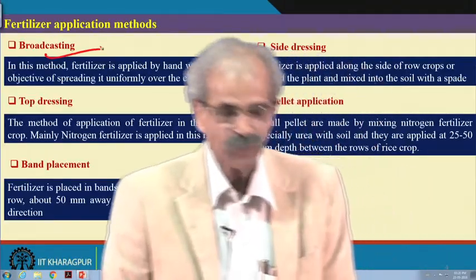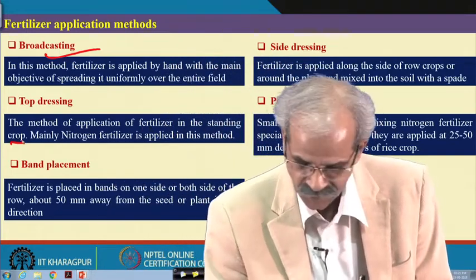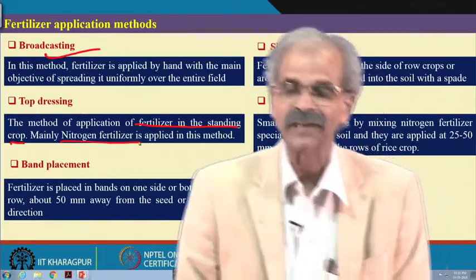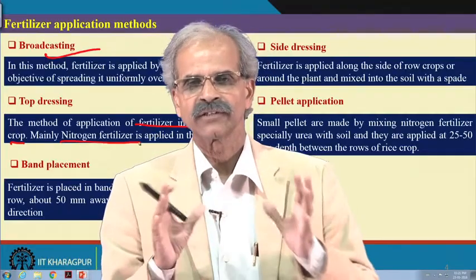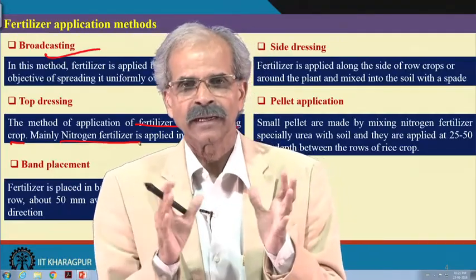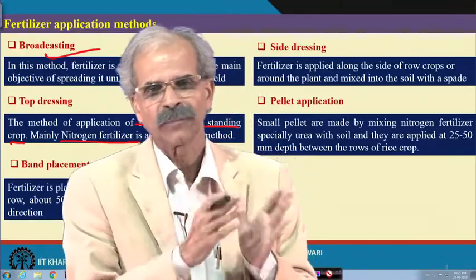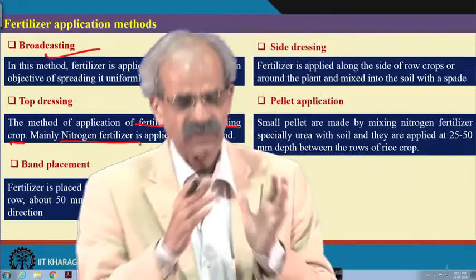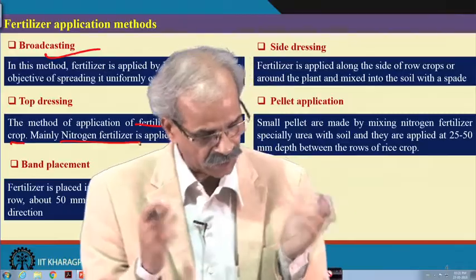The top dressing is the method of application of fertilizer in the standing crop. In this method, mainly nitrogen fertilizer is applied. We know that NPK are the three fertilizers which we utilize, and generally nitrogen is the one given in different doses, while P and K are fixed right in the beginning itself, because they have different purposes which you might have learned in agronomy classes.